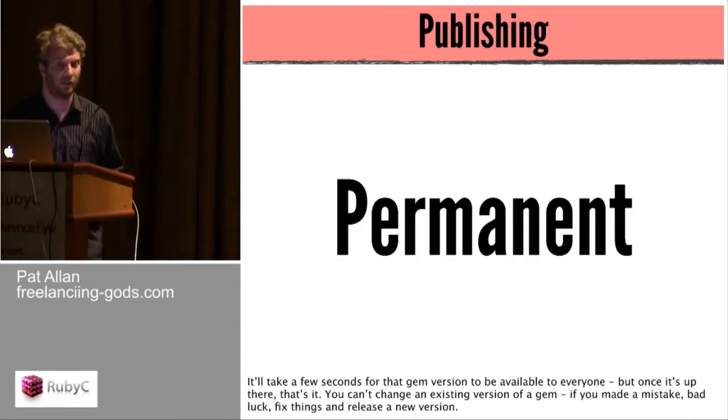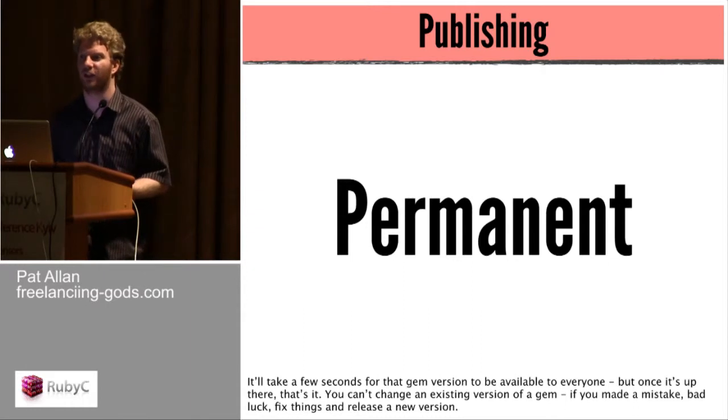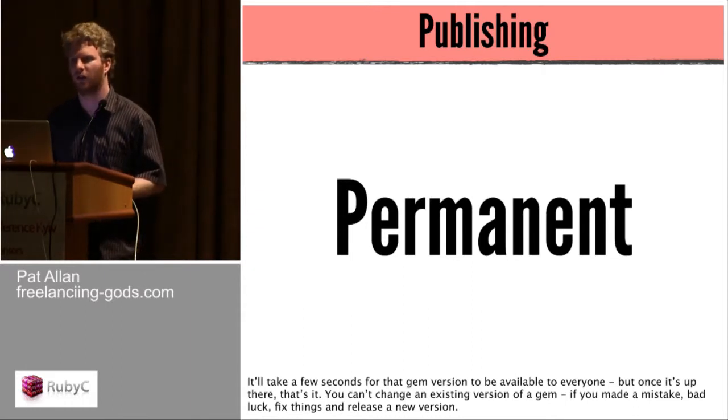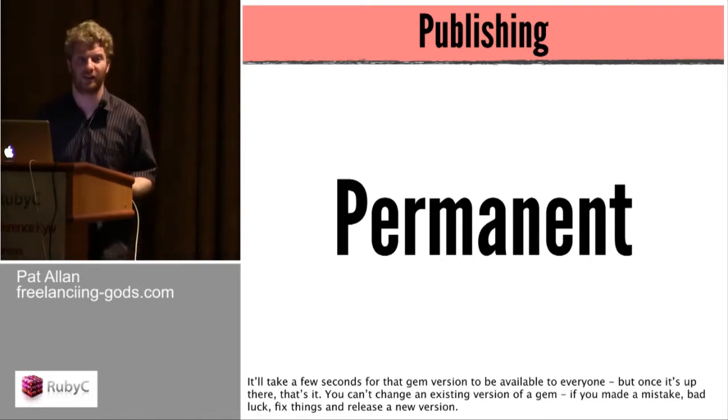Now, those gems that you've put on rubygems.org, they're permanent. You cannot change an existing version of any gem you publish, or any gem that anybody else publishes, for that matter. So if you've found some bugs in a release of a gem, bad luck. It's just time to release a new version.